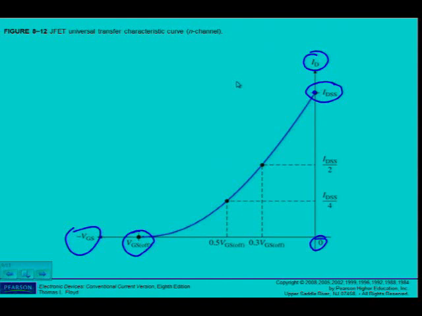But I'm going to show you now there is a formula to determine the values of ID for specific values of VGS. You can imagine, for specific values of VGS, I have to determine values of ID so that I can plot that point. So I have to be able to plot various points on this curve to be able to draw this curve. Later on we're also going to draw a load line so that we can determine the Q point and so forth. So it's important.